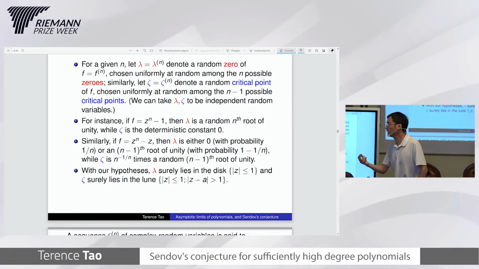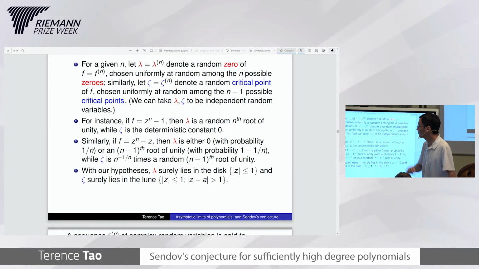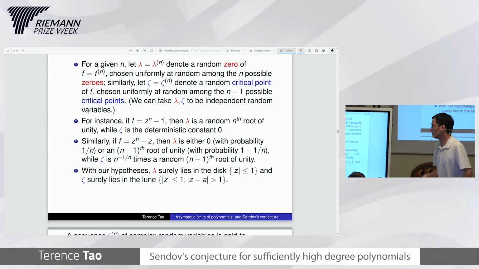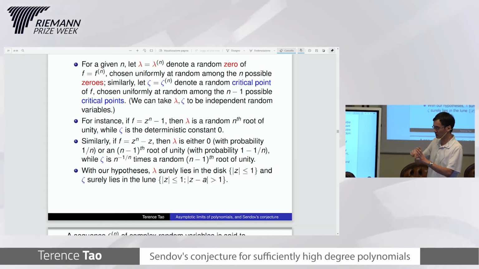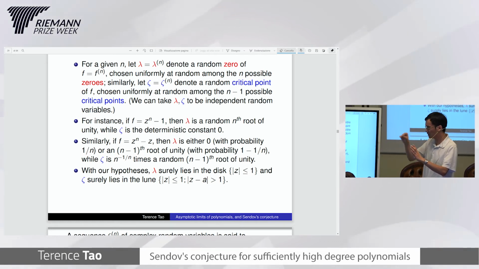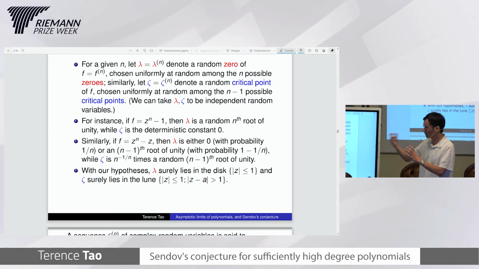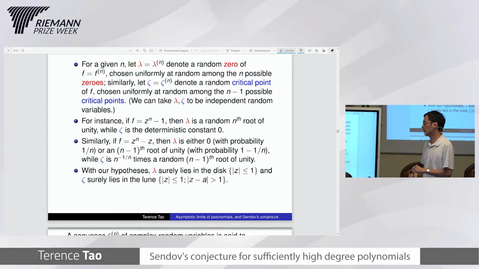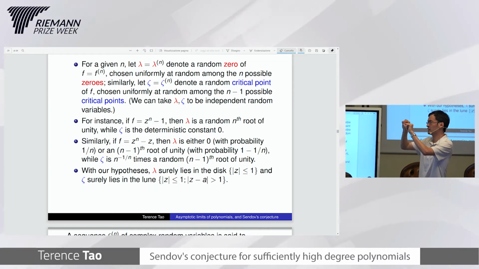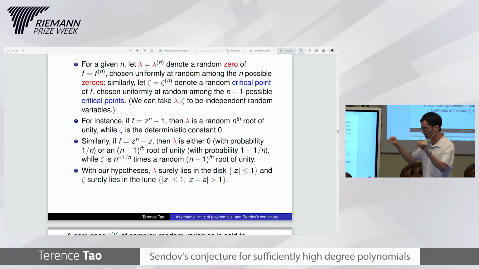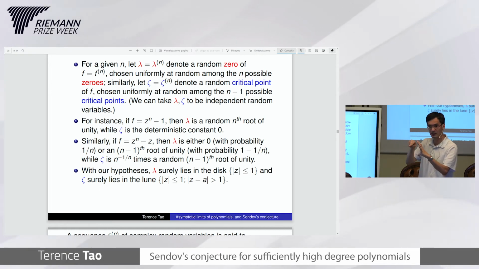For example, if you take f to be z^n minus 1, then a random zero would just be a random nth root of unity. So it's just a random point on the unit circle, whereas all the critical points are at 0, so the random critical point is actually not random at all. It's always 0. So the zero measure is a discrete measure on the unit circle, and the critical point measure is just the Dirac mass at the origin.